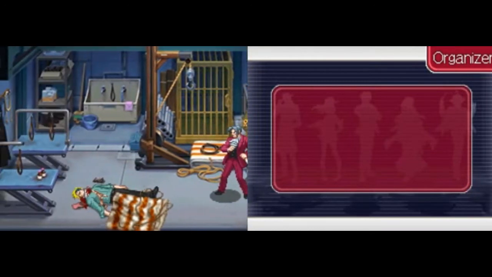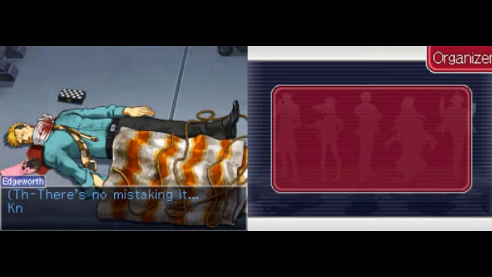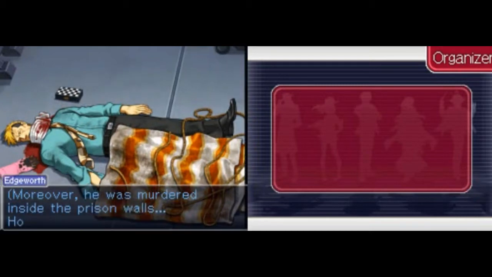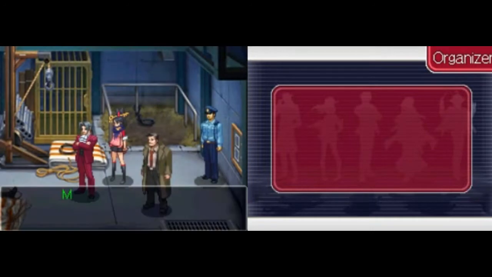Oh my gosh. There's no mistaking it. Knightley's dead. Moreover, he was murdered inside the prison walls. How exactly did this happen? March 27, 10:32 a.m. Prison workroom.